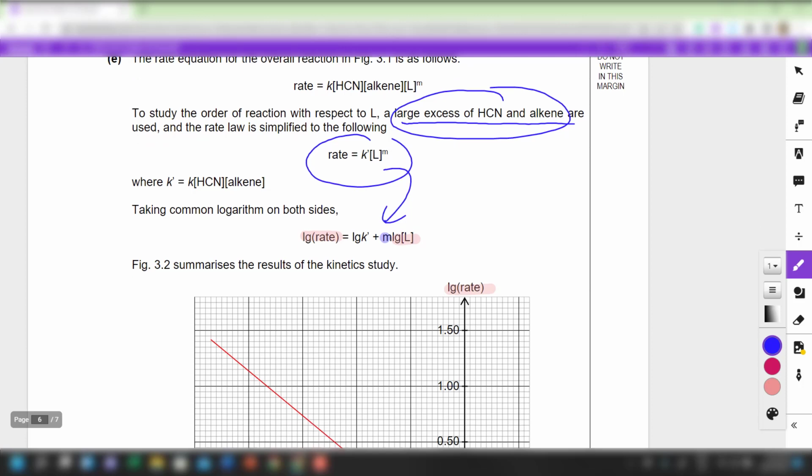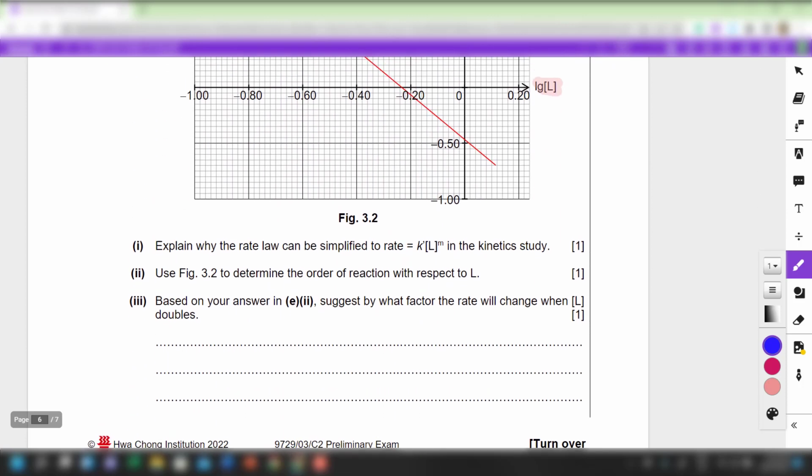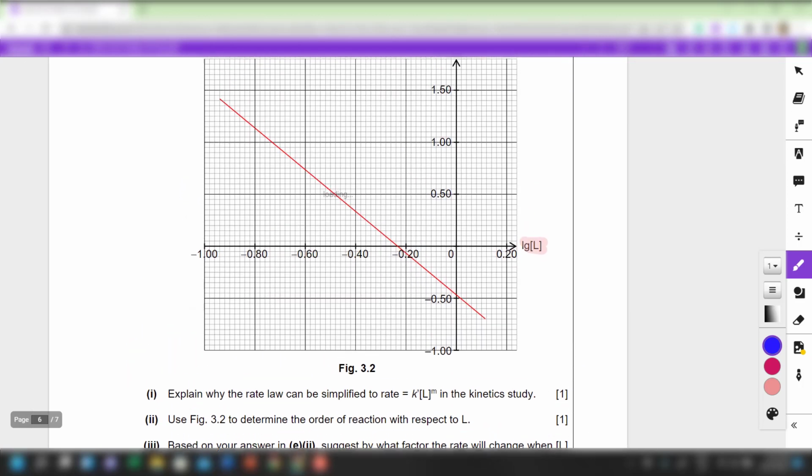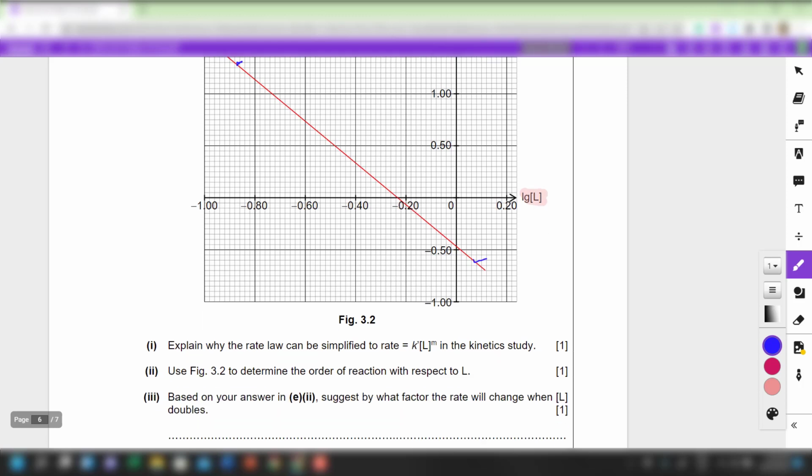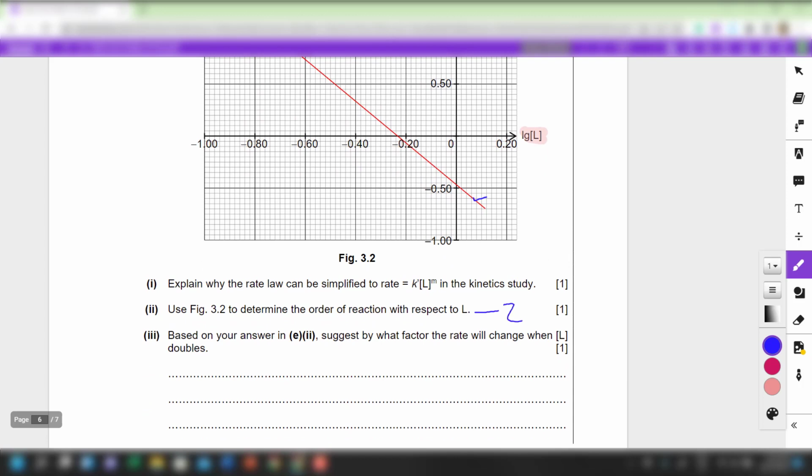So remember that. And then for part 2, figure 3.2, you're supposed to use it to determine the order of reaction. Basically, you can take any points, as far apart as possible, preferably. You perform the mathematics, find the gradient. You should get -2. And please, when you get -2, don't change your answer. -2 is -2. Please believe yourself.